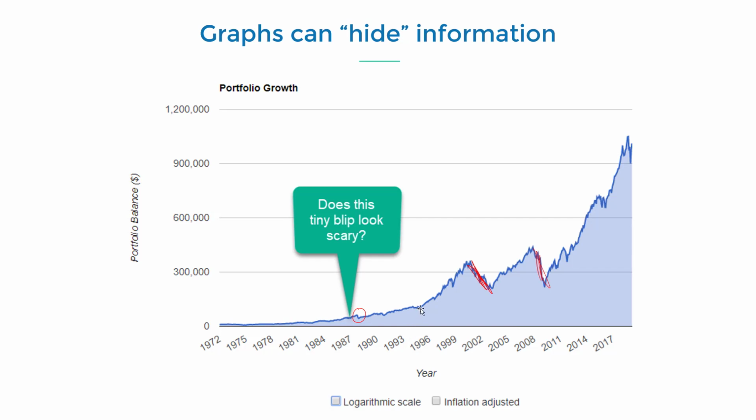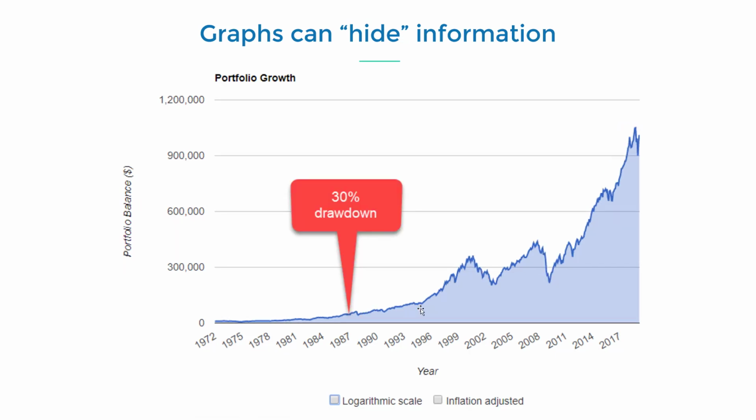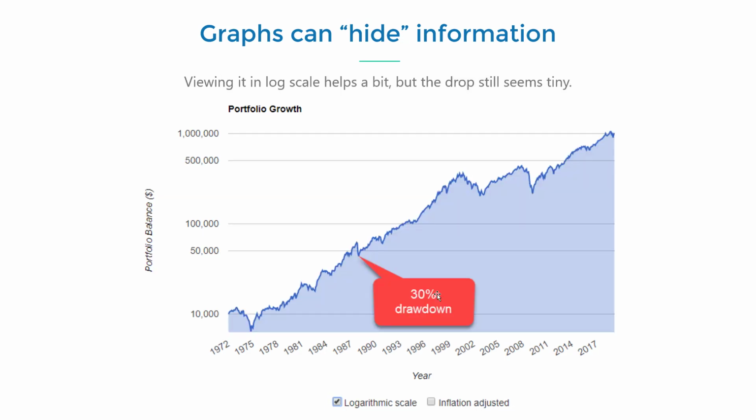Okay, well, that there is actually a 30% drawdown, believe it or not. That's the 87 crash. Okay, we came down 20-something% in one day. And people were literally killing themselves right on that day. That's how bad the market was.